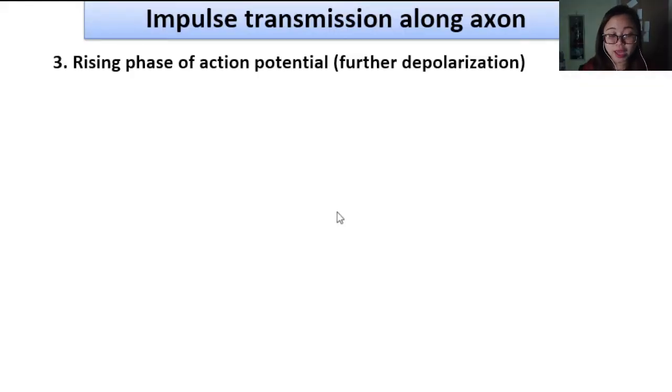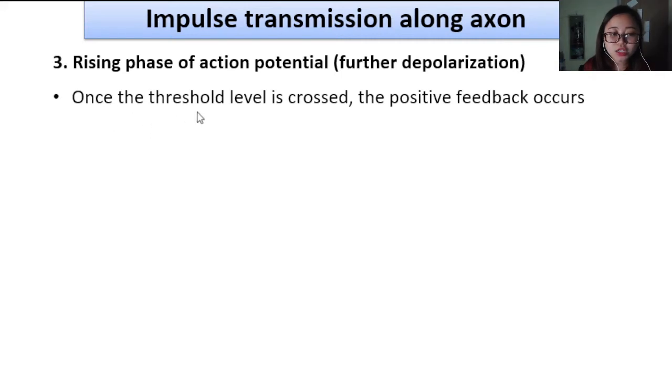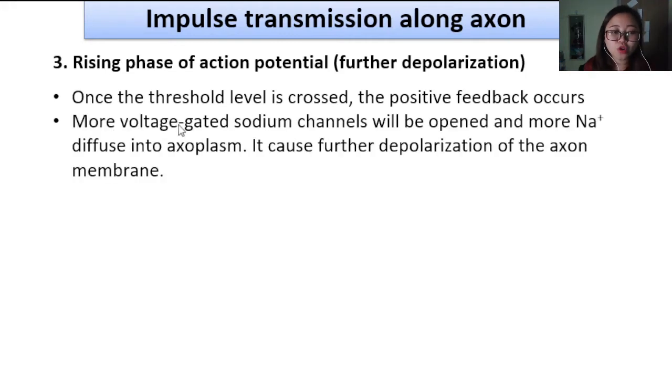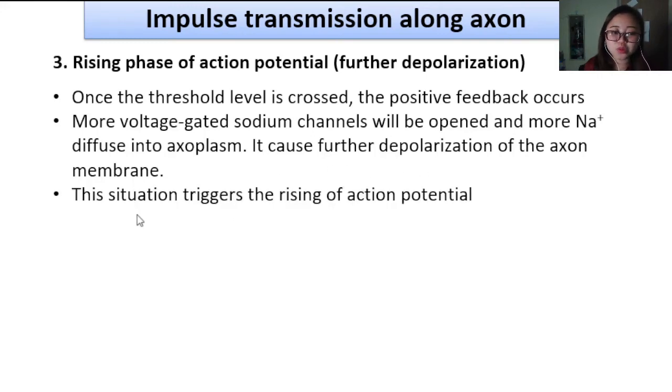Then let's talk about what happens if the neuron can reach stage 3, the rising potential of action potential. This is also called the stage for further depolarization. Once the threshold level is crossed, a positive feedback will occur inside of the neuron. More voltage-gated sodium channels will be opened and more sodium ions will diffuse into the cytoplasm. It will cause further depolarization of the axon membrane. This situation will trigger the rising of action potential.